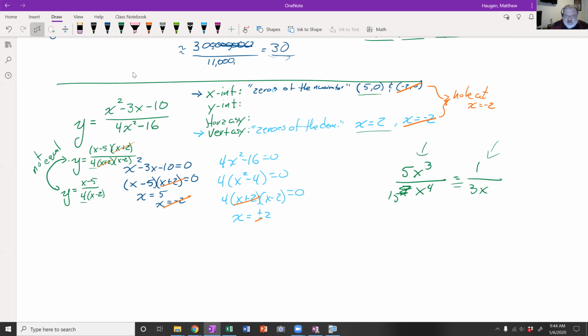So, Justin, which one do you want to find next? Well, the horizontal asymptote is 1/4. And that's the nice thing about horizontal asymptotes. There's very little work to actually be done. It's an observation mostly.